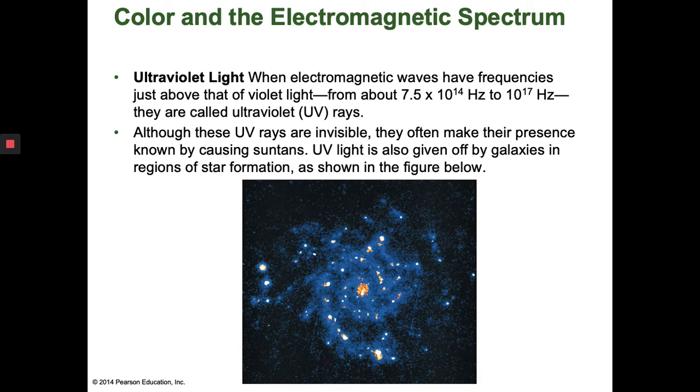Just beyond violet, above violet, is our ultraviolet radiation. UV radiation is invisible to us, but it's the one that causes suntans. UV radiation is given off by stars and galaxies, and of course our sun. If you buy sunscreen in the summer, it's UVA and UVB block. Well, those are the different types of ultraviolet radiation that are produced by our sun.